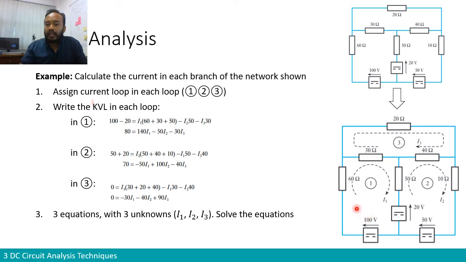So let's have a look at the first loop. If we write KVL, of course, as you remember, you have to identify all the voltages that you have in the loop. So for example, in this loop, we have 3 voltages. The EMF by the power supply of 100 volt, you have the voltage in the opposite direction of the current I1 produced by the resistor of 60 ohm, a voltage across the 30 ohm in opposite direction of current I1, and then a voltage across this 50 ohm in the direction opposite of I1 as well.